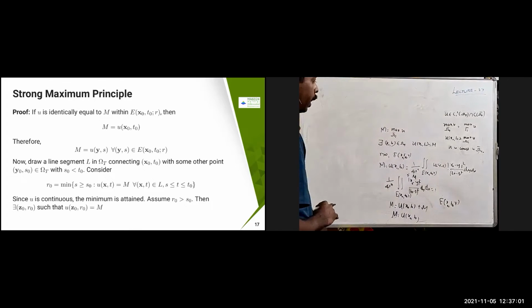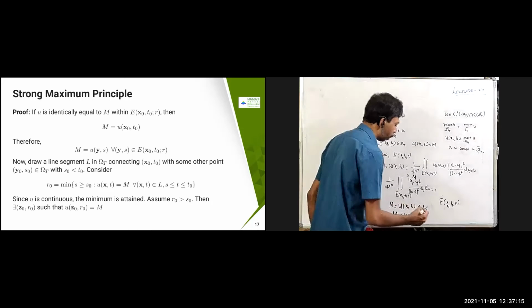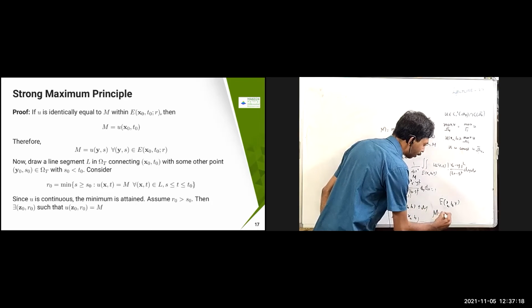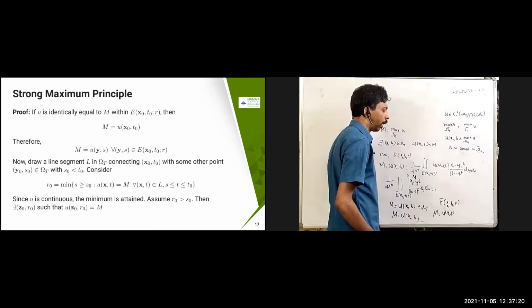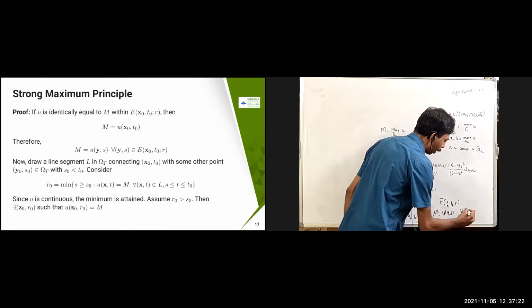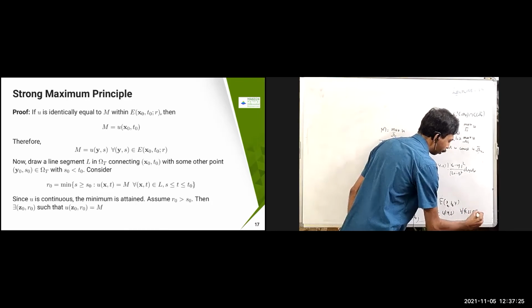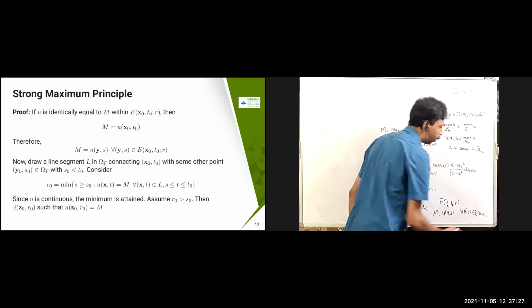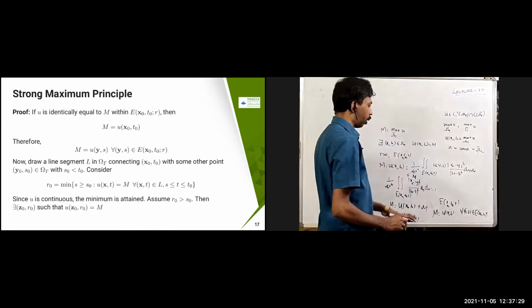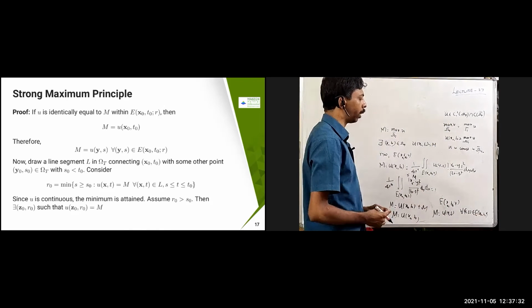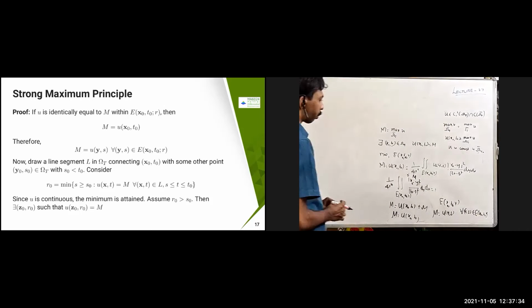Okay, if u is identically equal to m within E(x0, t0; r), meaning everywhere, then you are going to get m equal to u(x0, t0). So in that case, not only at u(x0, t0), you are going to get m equal to u(y, s) also, for all (y, s) in E(x0, t0; r). This is true if u is identically equal to m within E(x0, t0; r).